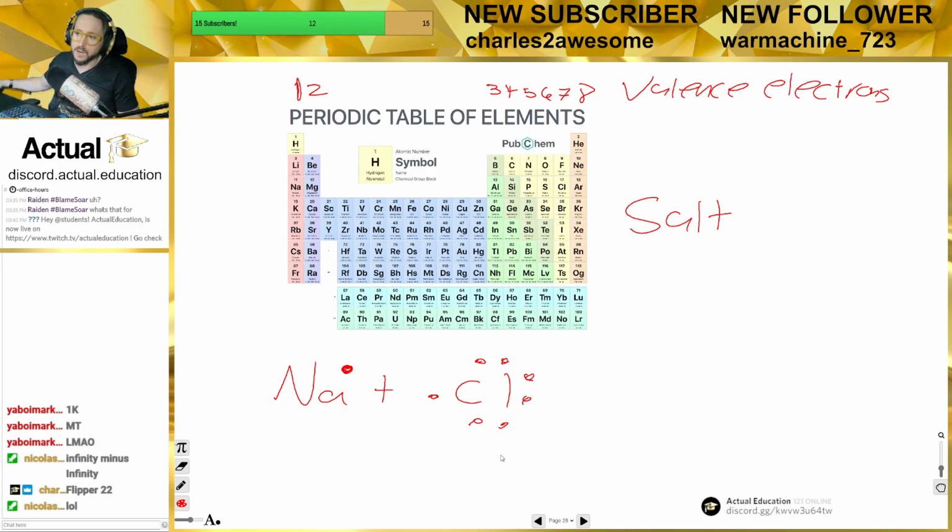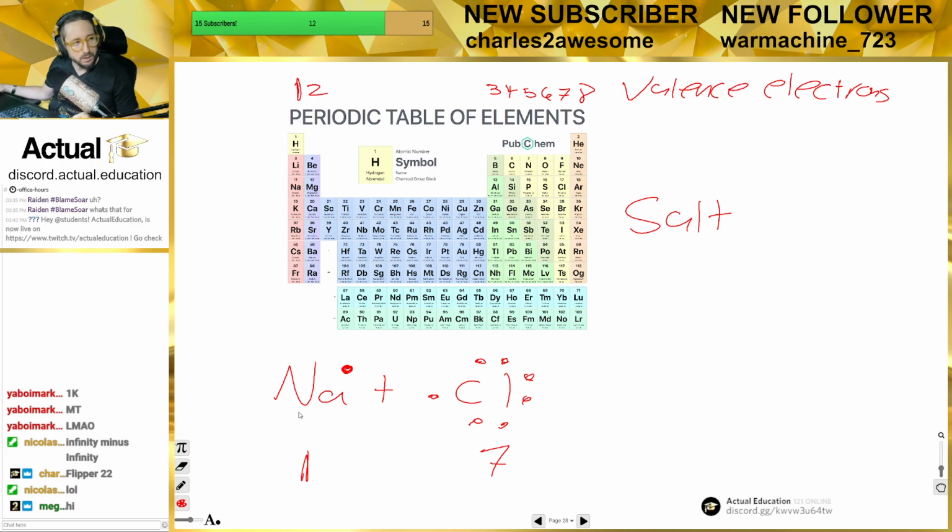So chlorine has 7. Sodium has 1. What do you think is going to happen? The 1 electron on sodium is going to get stolen by the chlorine. So that now chlorine has 8 and sodium has technically 0, but whenever it has 0, it just means it bumps down to the next level, so now it has 8 again.